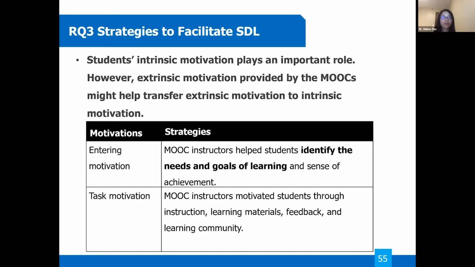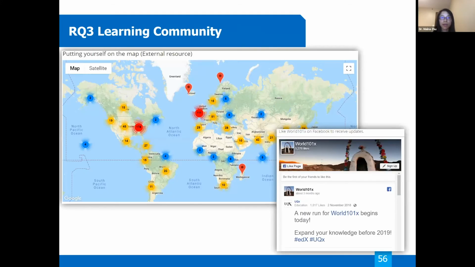So research question 3 is also one of the most important ones, which shows us the specific strategies that are used to help students' self-directed learning. The first category is motivation. For the intrinsic motivation, at the beginning of the course, MOOC instructors help students identify their learning needs or goals, and also help them get a sense of achievement. To help them maintain the course, they motivated students through interactive instructions, diverse or optional learning materials, and immediate feedback, etc. Learning community is one of the strategies that they used.